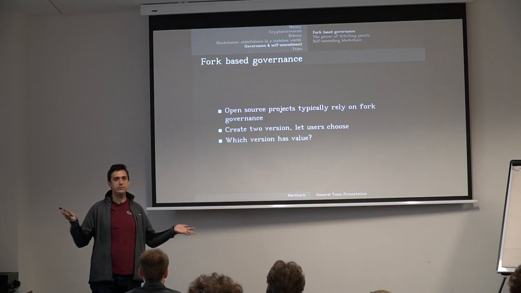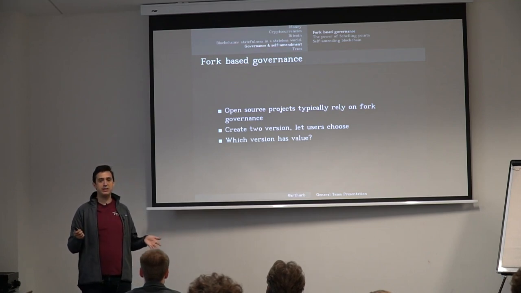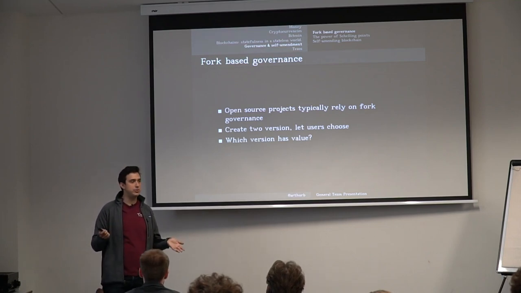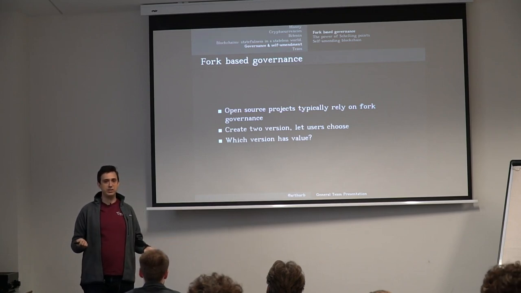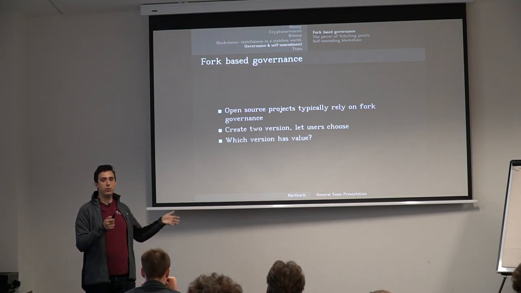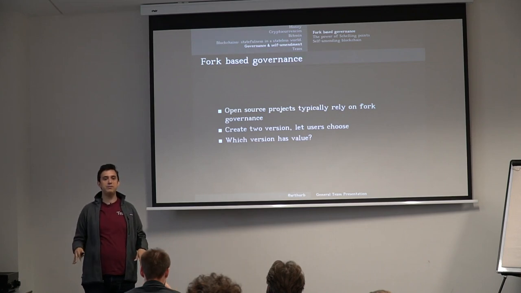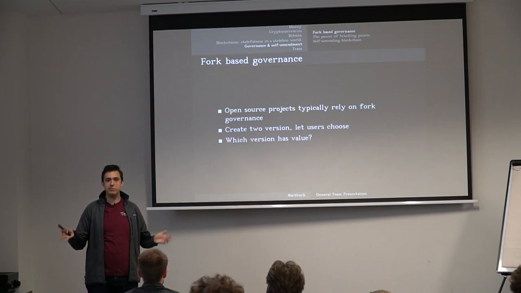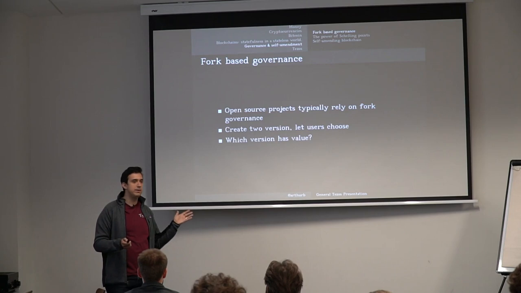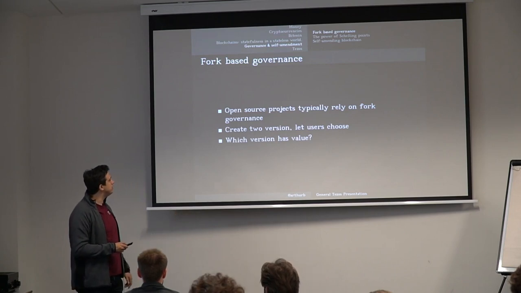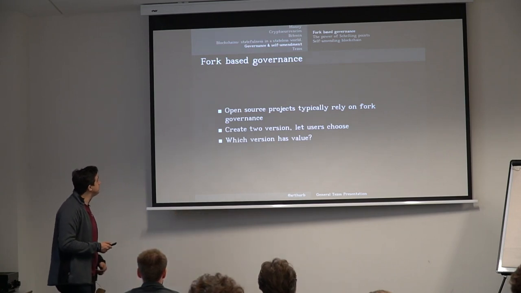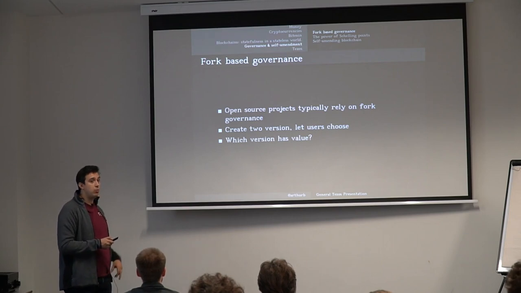Because if I have two, it's inconvenience. Like I said, I want to maximize optionality. I want to have the one that people are going to use. So I kind of have to make a decision. And then a few months later, if I made the wrong choice, then maybe one of them dropped in value. And so now I've lost money, and that's very inconvenient. It's not the same as changing your window manager. And so that's a limitation of fork based governance.